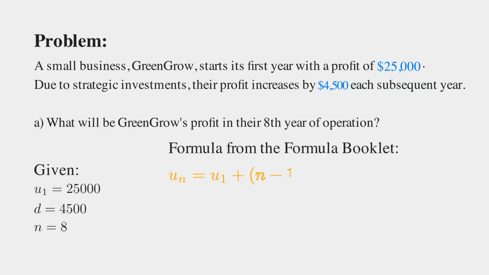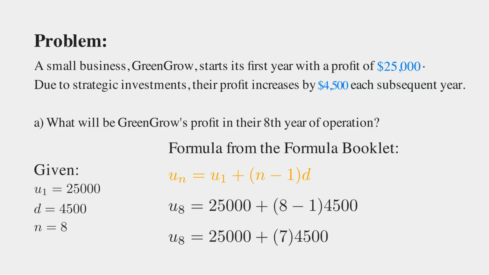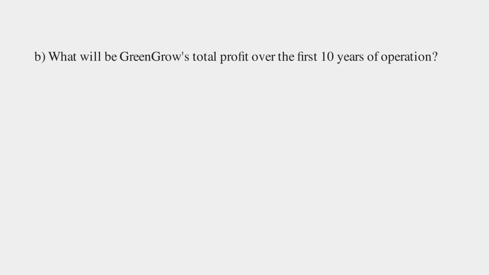Using the formula from the formula booklet, un is equal to u1 plus n minus 1 times d, by replacing our values into the formula, we get u8 is equal to 25,000 plus 8 minus 1 times 4,500. This simplifies to 25,000 plus 7 times 4,500, which is $56,500. So their profit in their 8th year will be $56,500.